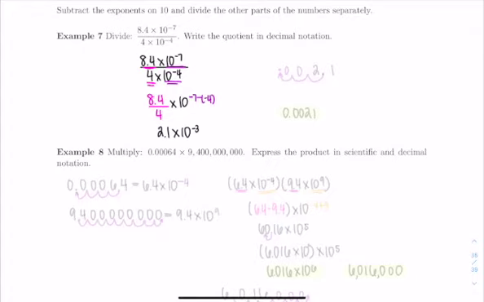So we got to convert this to decimal notation. And because it's negative, that means we're moving to the left 3 units. And so we end up getting 0.0021 as our answer.